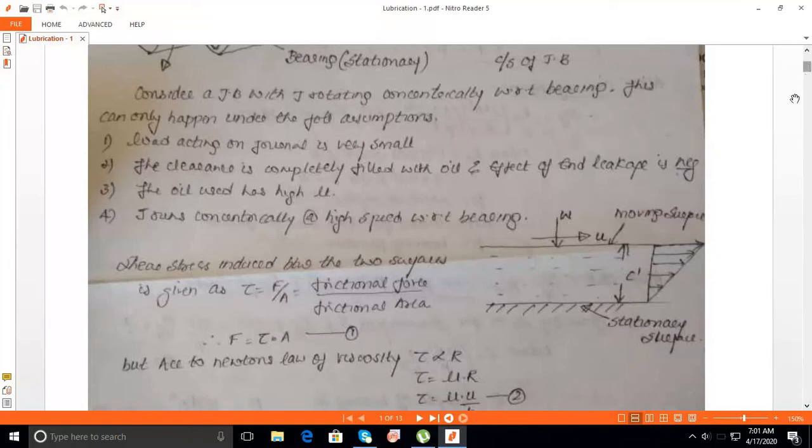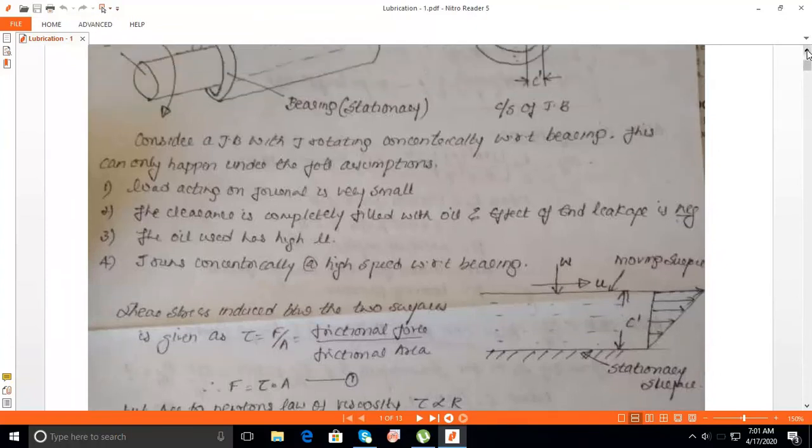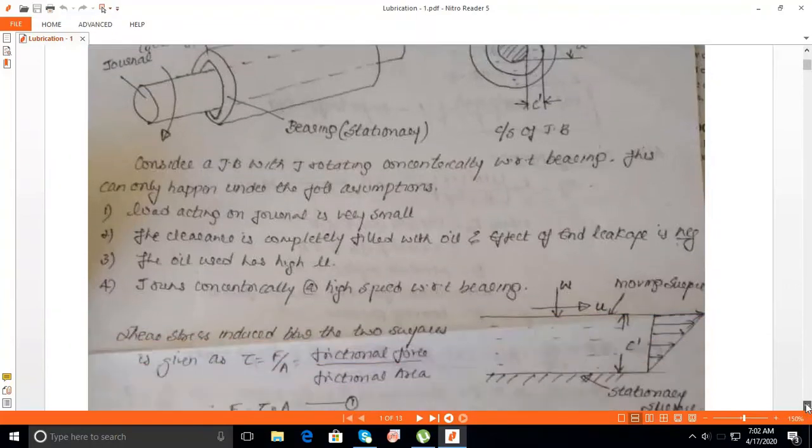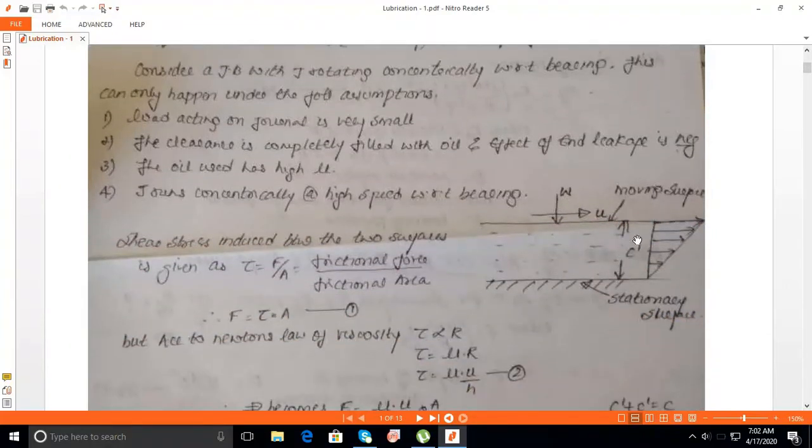Look at this. In order to understand this C dash, I am considering the cross section of the journal. If we consider only the partial portion, we assume that the journal and bearing are concentric. One side of the clearance is C dash, the other side of the clearance is also C dash. So 2 times C dash will be the total clearance called C. Here we consider only one side of the portion, so it is just C dash.